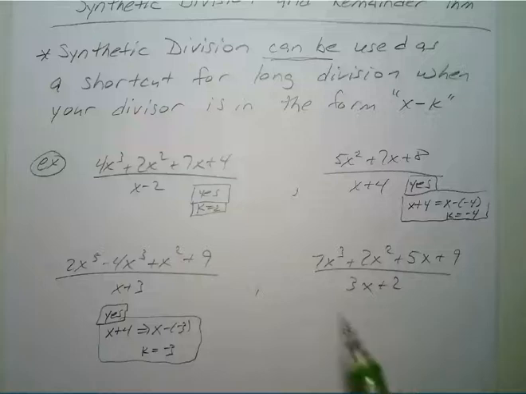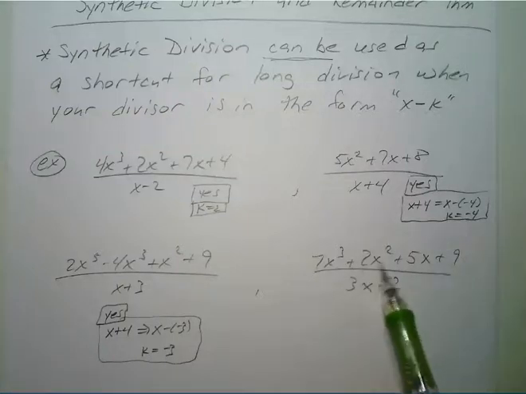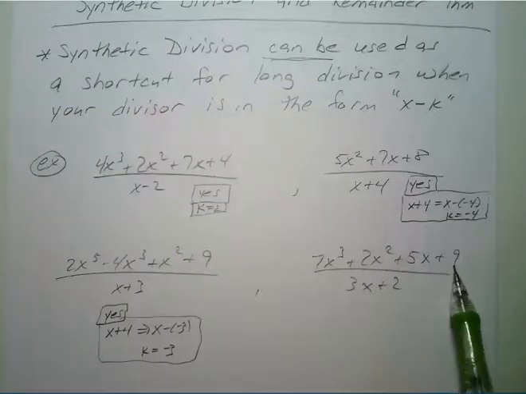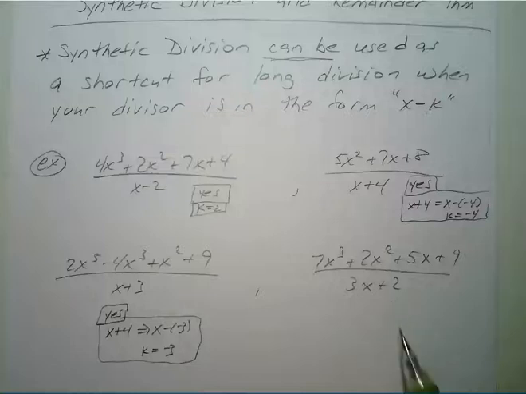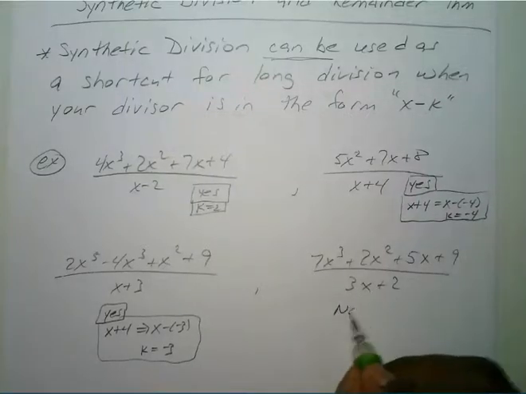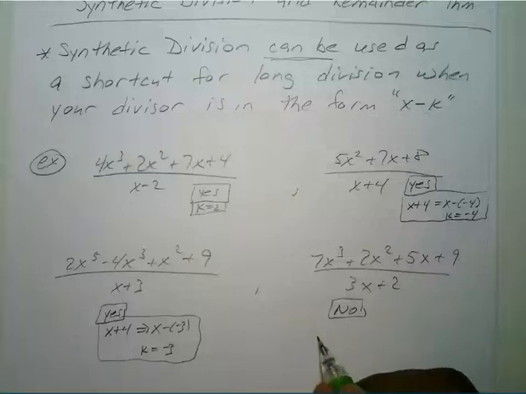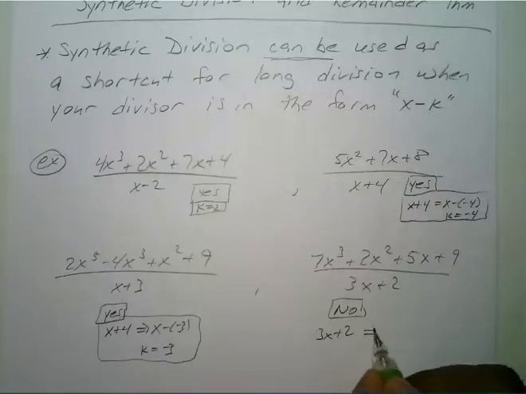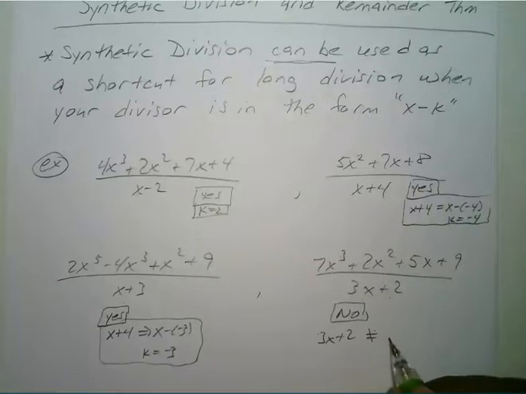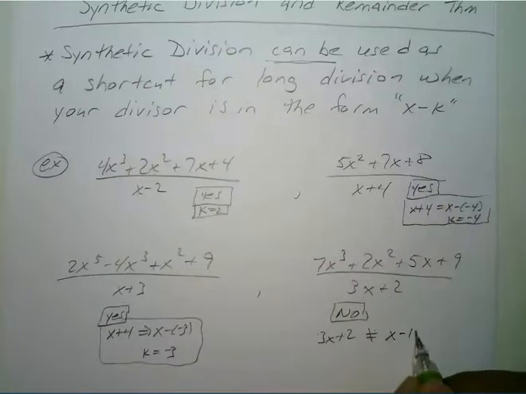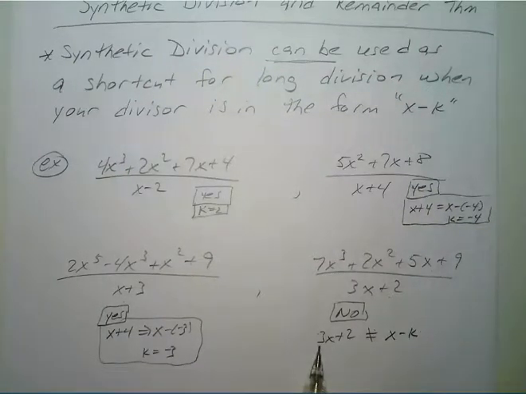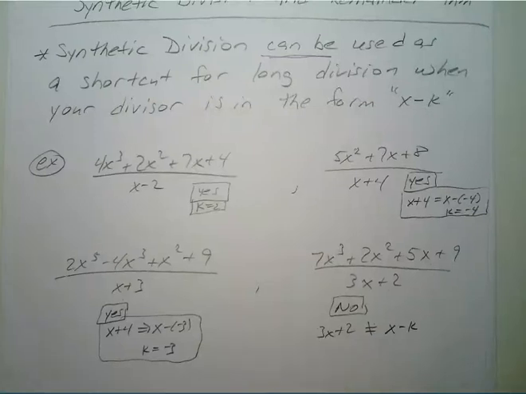So in this case, your k would equal negative 3. What about this one? 7x to the third plus 2x squared plus 5x plus 9 over 3x plus 2. This one you cannot use it on, because 3x plus 2 is not in the form x minus k, just because of that coefficient. To divide this one, you would have to use long division of polynomials.